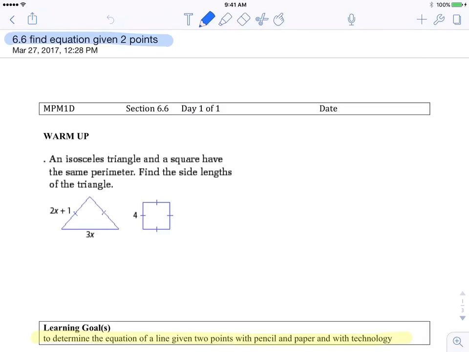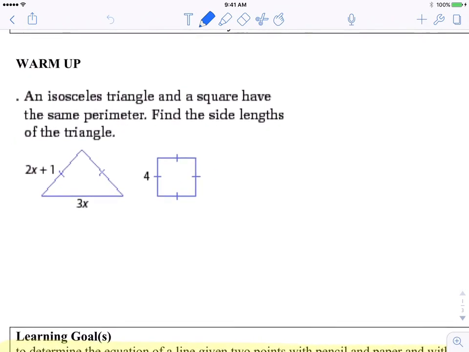Okay, today we're working on 6.6, finding the equation of a line given 2 points. And let's just start working with this first problem here as a warm-up. An isosceles triangle and a square have the same perimeter. Find the side lengths of the triangle.